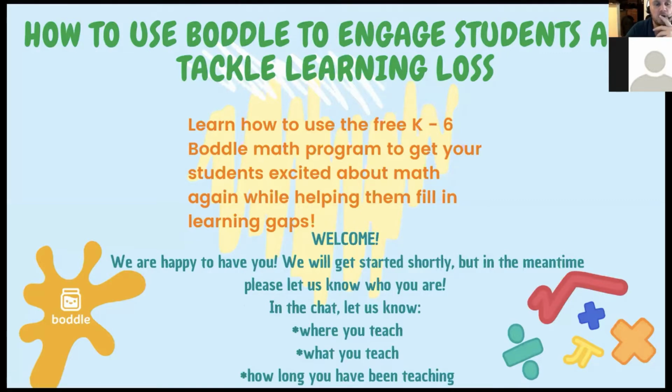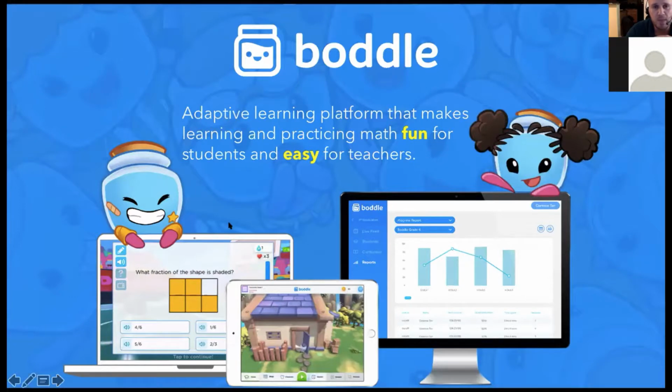So first, let me talk a little bit about Boddle. The best part about Boddle is that it's adaptive learning, which means that as your students are going through it, they're answering questions, it's seeing how they're answering the questions, how long it's taking them to answer the questions, and it's changing which questions it gives them based on that. And that's the best part about it. You don't have to worry about every single kid getting the exact same question. It's adapting the platform so that the kids are able to get what works best for them.